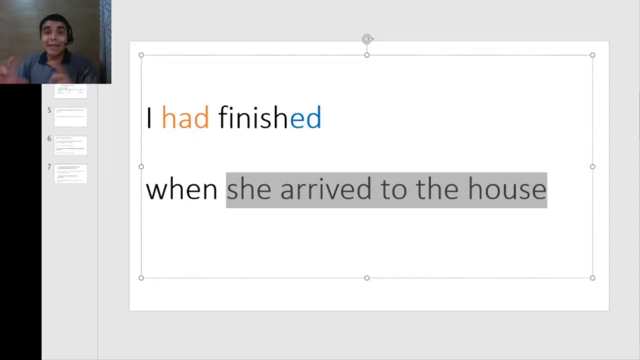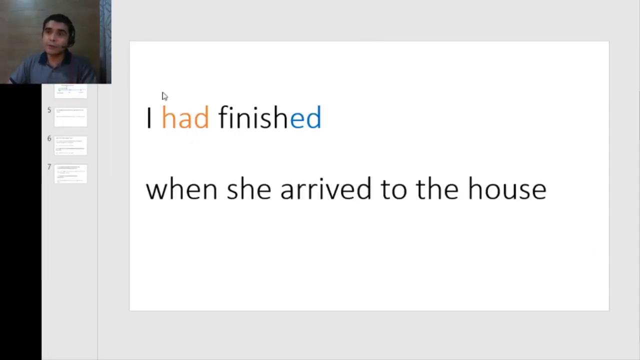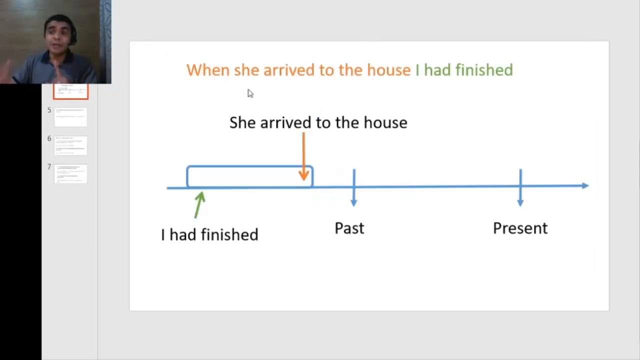How does it work in a timeline? It works in this way. We say, when she arrived, this is the moment in the past when she arrived. But previously to that action, I had finished. So we use past perfect to talk about actions in English that happened prior to another moment in the past. This is the moment in the past when she arrived, but previously to that one I had finished. So past perfect is also known as the past of the past.